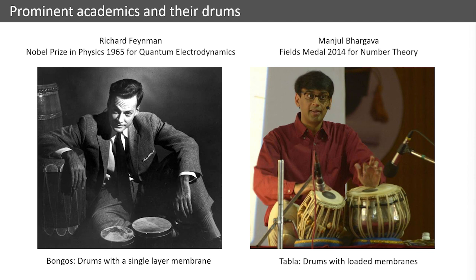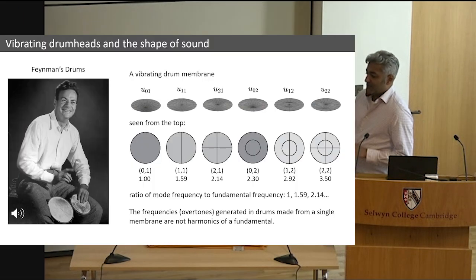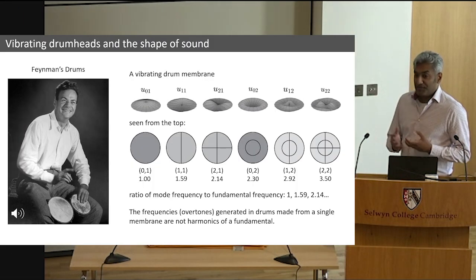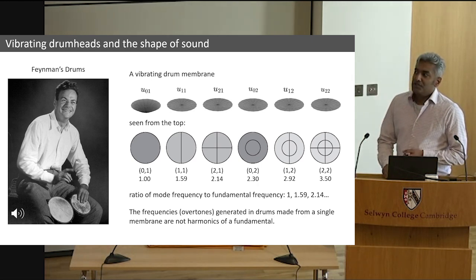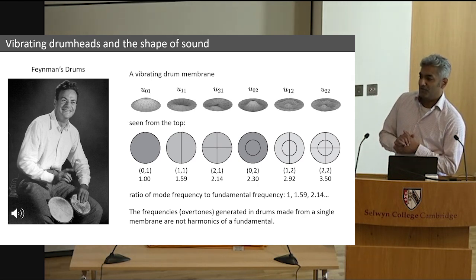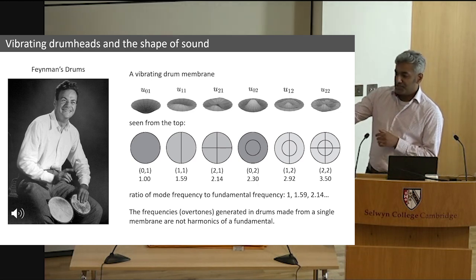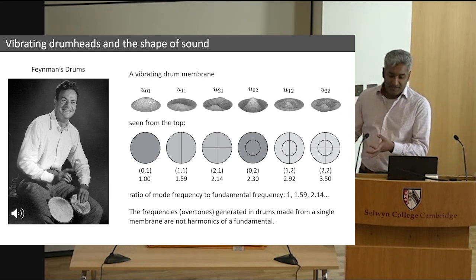So the construction of the drum, of course, gives a slightly different sound in each case. The bongos are single-layer membrane drums. The tabla, of course, have loaded membranes here. So, of course, the construction of the drum would determine the kind of sound it produces. And one begs the question: what happens when you strike a drum? When you actually strike a drum, you give it some energy.